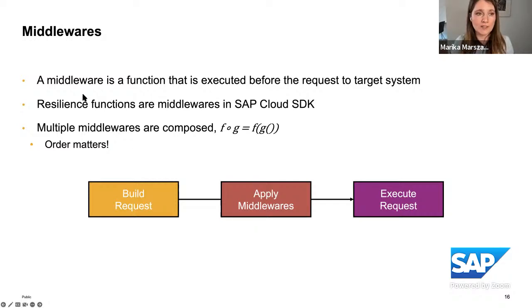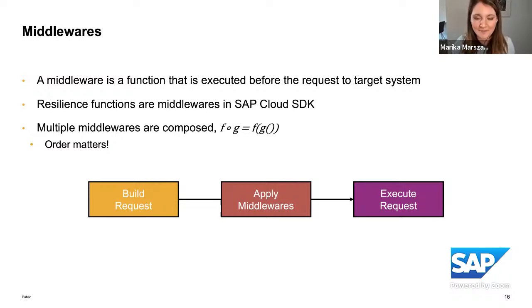In the JavaScript SDK, resilience functions are middlewares. And if you're using middlewares, it is important to understand that multiple middlewares are composed. This looks very mathematical, and I'll just say that basically, if you have multiple middlewares, the first one is wrapped around the second, and so on. So it kind of goes down, so that the last one is executed first, you could say. The order matters, but if this is too complicated, it doesn't matter. We will see it later on in action, actually.